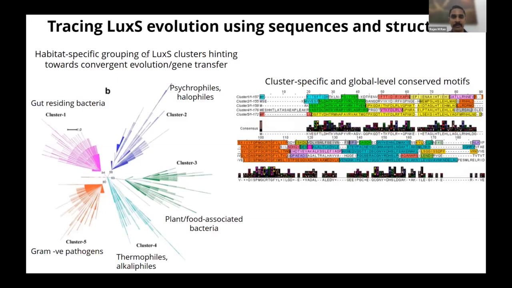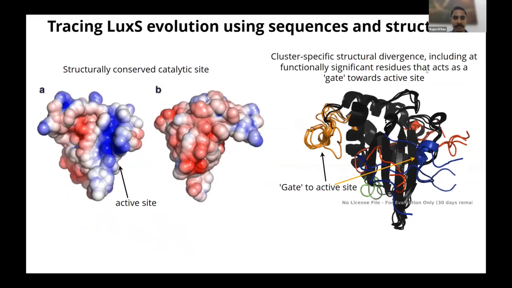And when we looked at certain conserved motifs among the representatives of different clusters, we found certain motifs that are conserved across all the 5 clusters. At the same time, we also found certain motifs that are unique to a certain cluster. They were quite well conserved in one particular cluster, but these motifs were not present in other clusters. And when we looked into the structures of LuxS, we found that the protein across all the homologs has one particular strongly conserved catalytic site, which is well exposed and which is important for catalysis of the S-ribosylhomocysteine.